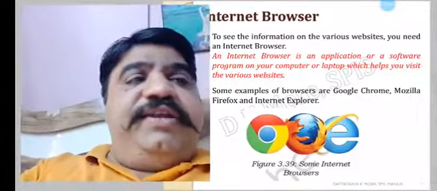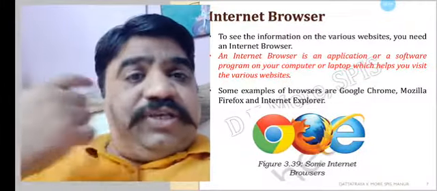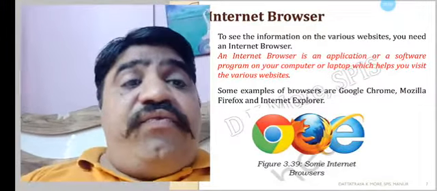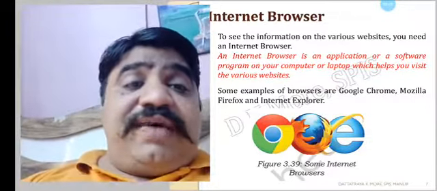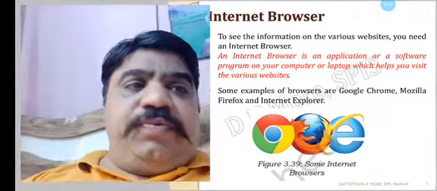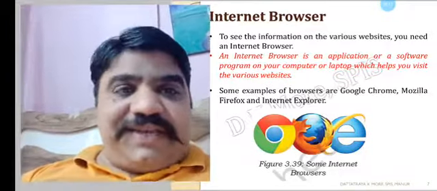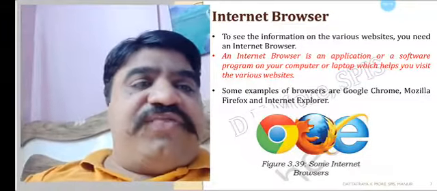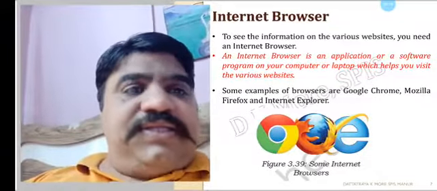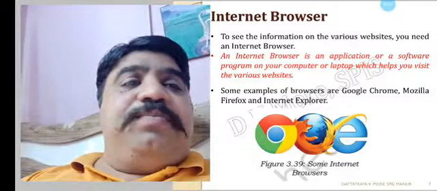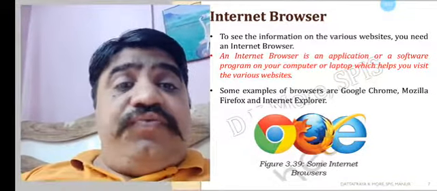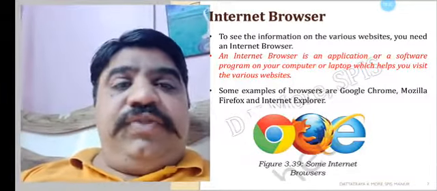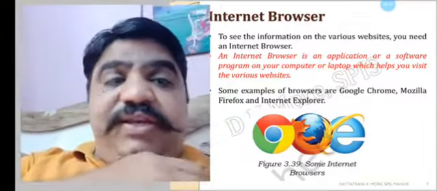Next concept is internet browsers. The browser is software. It's an application, which is very important, available on your computer or laptop, which helps you to visit various websites. Some examples are given below, like Google Chrome, Mozilla Firefox, Internet Explorer. Their icons are shown over here. These browsers are very important to view websites and to surf the internet. Without these browsers, we cannot surf the internet.